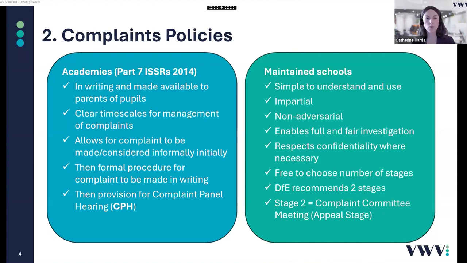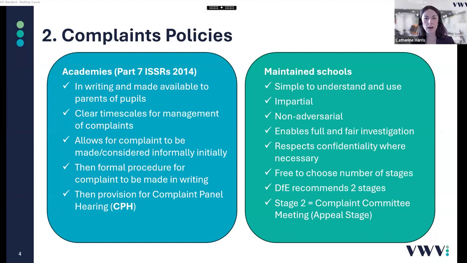And we've seen cases where it's obvious that someone's put into a search engine "Department for Education model complaint policy for schools," and they've downloaded the one for a maintained school when they should have chosen the one for an academy, and vice versa. So it is really important that you have a policy that meets your particular requirements depending on what kind of school you are, because these are different.